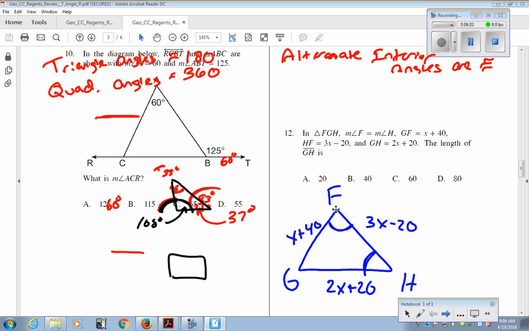Now, we have two options here. We could, if we wanted to, set GF and GH equal to each other, because they're both across from angles that are equal. So it's an isosceles triangle. Or you could take all three, add them all up, and set it equal to 180. So you find x. Just be careful. It says the length of GH. So if you find x as a number, that's not going to be the final answer. You got to plug it in. Okay. So we're going to look at one more question.